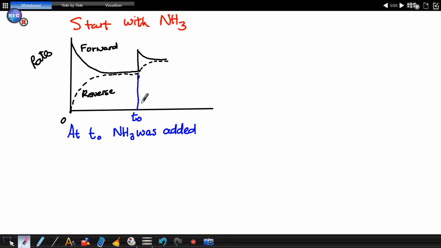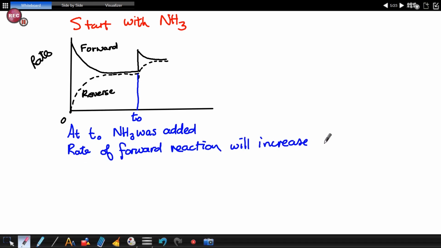Right. At point T0, remember the x-axis is the time axis. At point T0, ammonia was added. That means the rate of the forward reaction will increase. Suddenly.